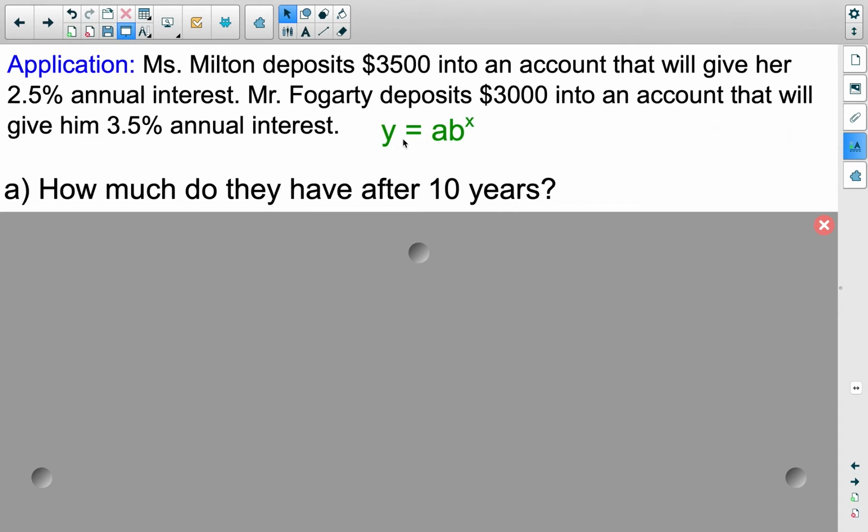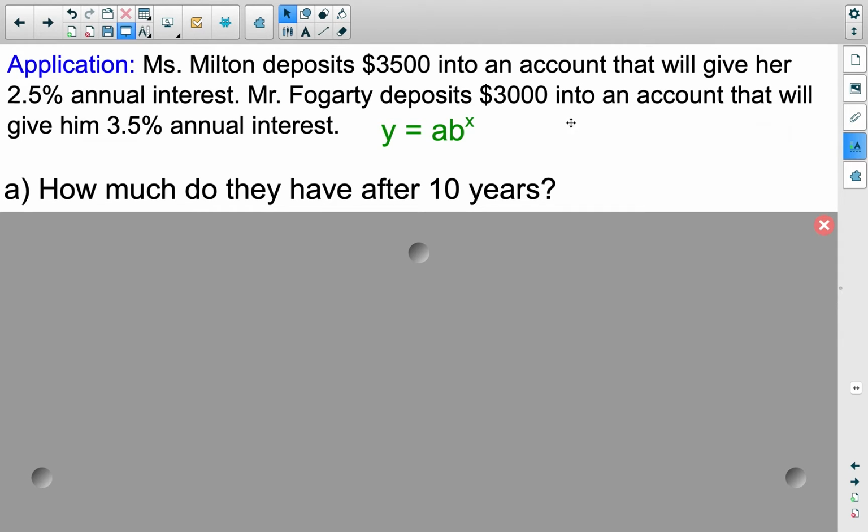So if you recall, in chapter 1 we did these as sequences. Now we're going to be looking at these as growth. Your money, you put it in a bank, it's going to grow over time if you let it sit. So A is your initial amount. So for Miss Milton that would be $3,500, and for Mr. Fogarty that would be $3,000. B is the growth rate, and you need to be careful with these because if you're going to earn 2.5% annual interest, you want to make that grow, so you have to add 100% to both of these.